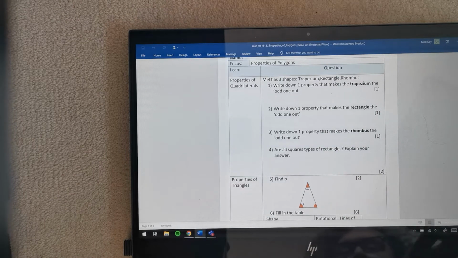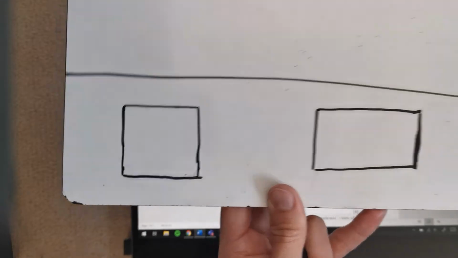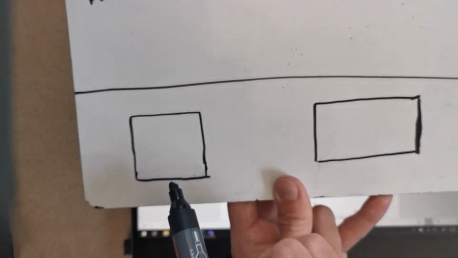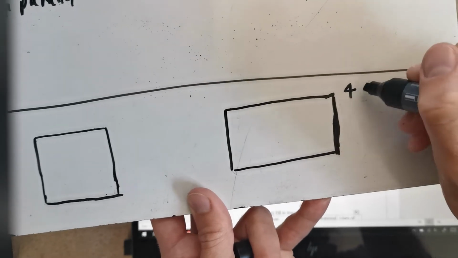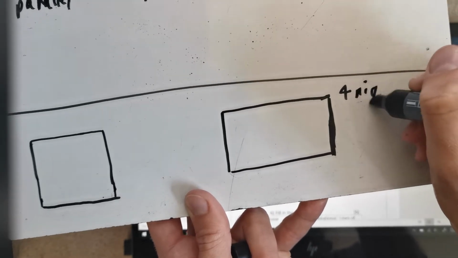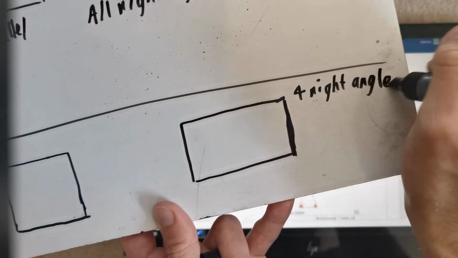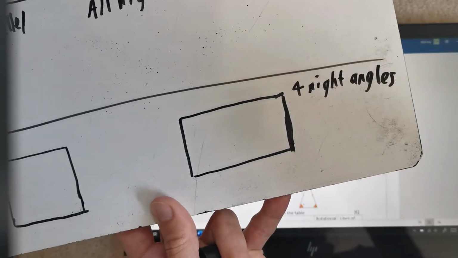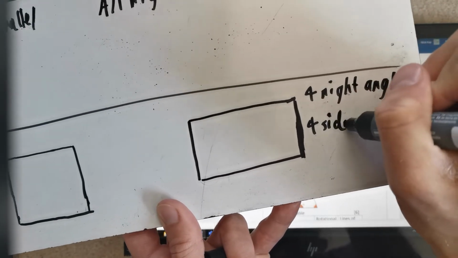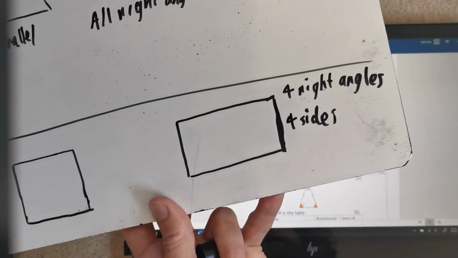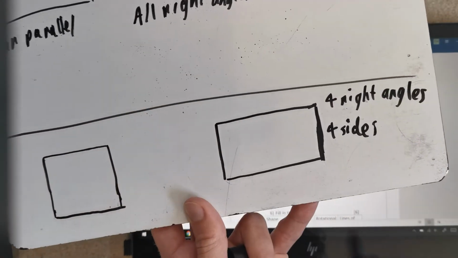Okay, are all squares types of triangles? Explain your answer. The answer is yes. The reason is, what defines what a rectangle is? Well, the only real definition is that it's got four right angles and that it's got four sides. That's pretty much the definition of a rectangle. Four right angles and four sides.